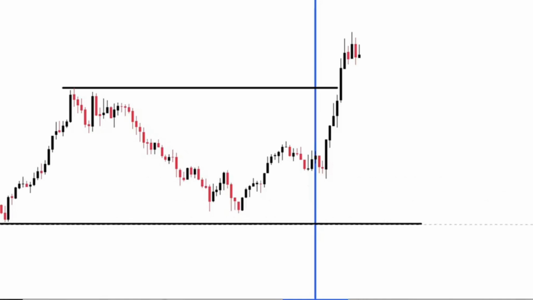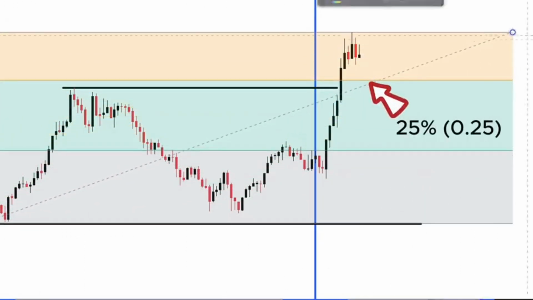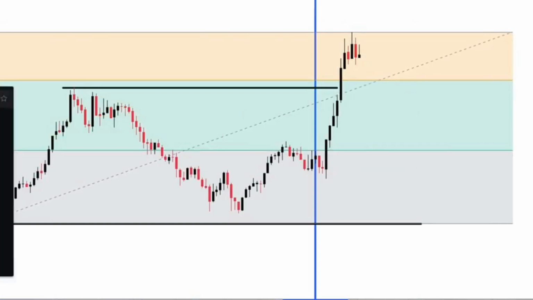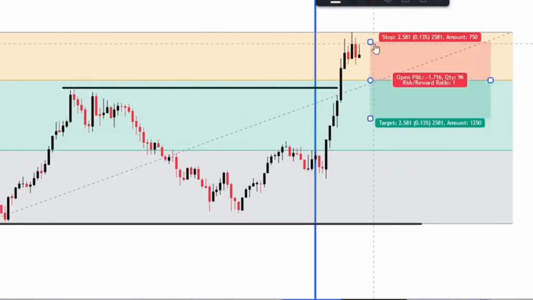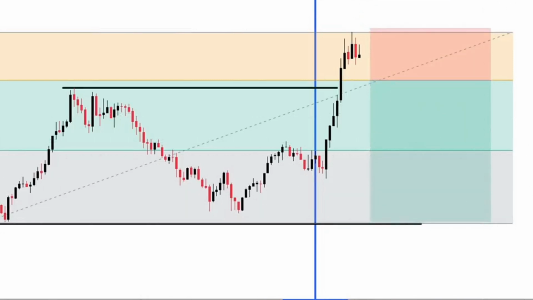We take it from the lower liquidity point to the current swing high, and we mark the 25% retracement level. If we get a closure below, we short with the stop loss above the high liquidity level and take profit to the low liquidity level.